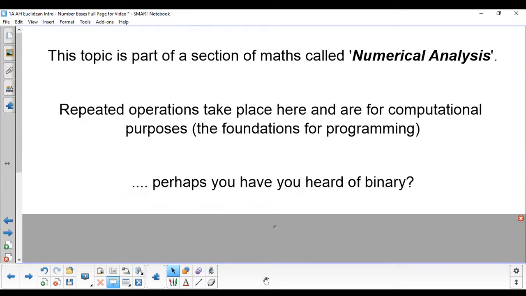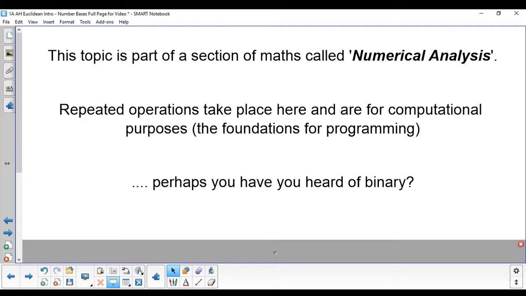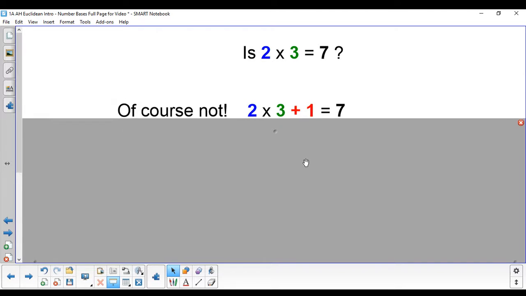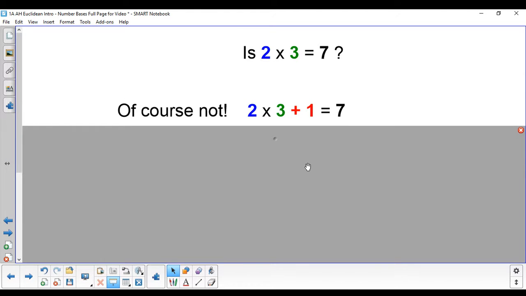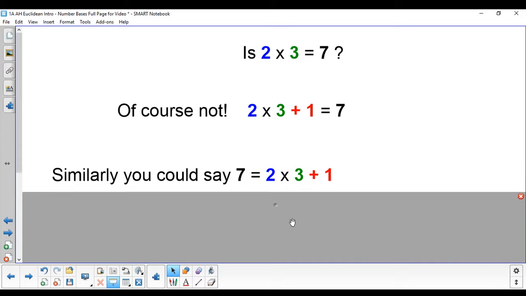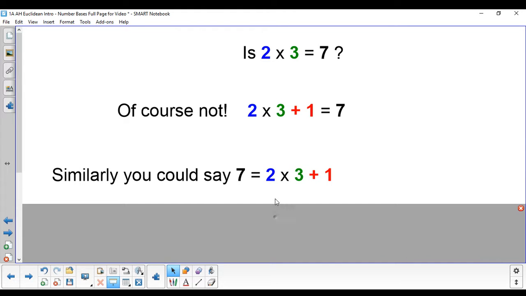So if you think about the foundations of programming, you might have heard of binary before, ones and zeros. You're going to learn how to deal with number bases and how to go through processes. Is 2 times 3 equal to 7? Of course it's not. You know, 2 times 3 add 1 equals 7. Why am I doing this? So we're going to look at how to set up things for division algorithms, and you have to have an appreciation of how we do that. So similarly, you could say 7 was based on 2 times 3 add 1.